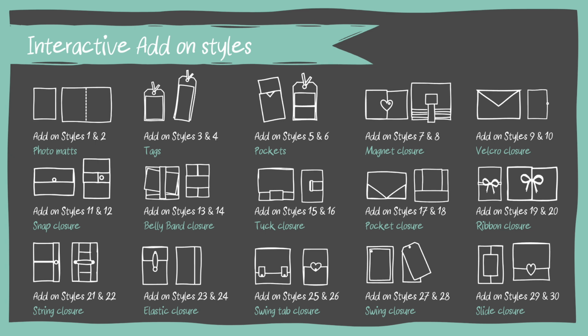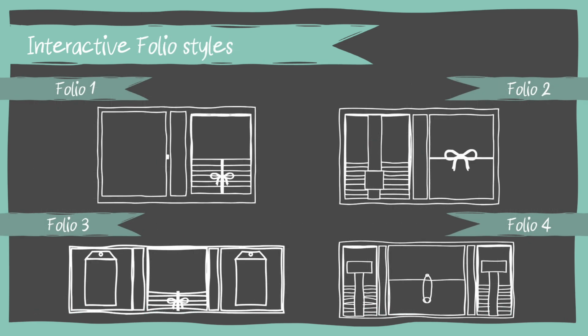And if you want your album to be even more interactive, then you're more than welcome to also have a look at my add-on style bundle, which is an additional bundle you can get in my online shop. And this includes 30 different add-on styles you can add to your pockets or behind a belly band, so you can just include them in your album along with the interactive page styles. And originally, I made those add-on styles to include in my interactive folio style number 4. So I didn't really plan on using them in my mini albums, but now I really love to also include them in my 6x6 and 8x8 inch mini albums.